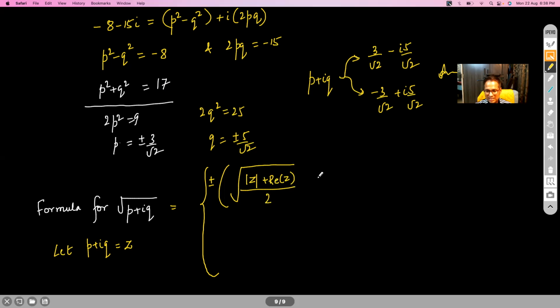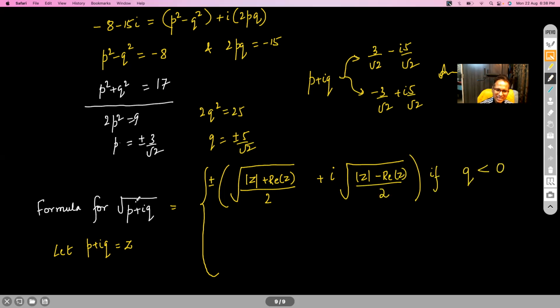Now, the answer will be plus, here, under root of mod Z minus real part of Z by 2 if your Q value is positive. Sorry, other way around. If this is positive, then this will be a plus sign here. So if Q is a positive number, you will put a plus sign here, and your answer would be this.